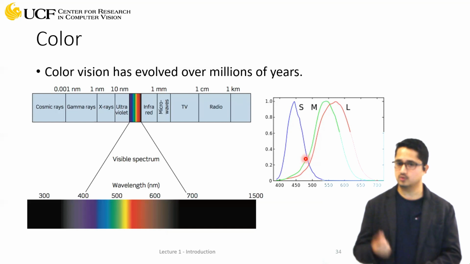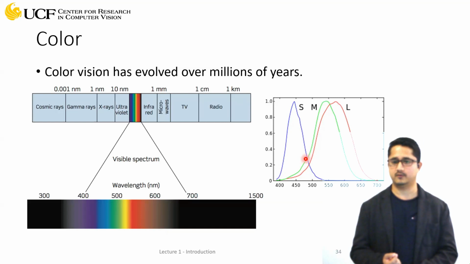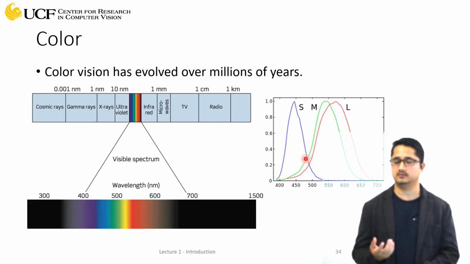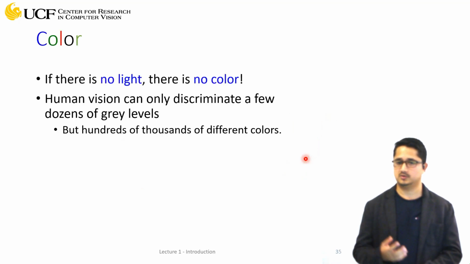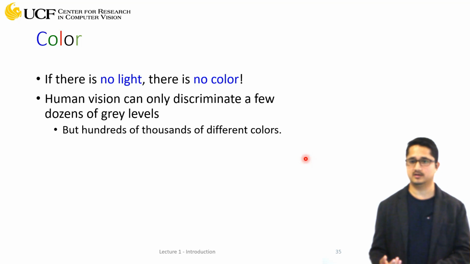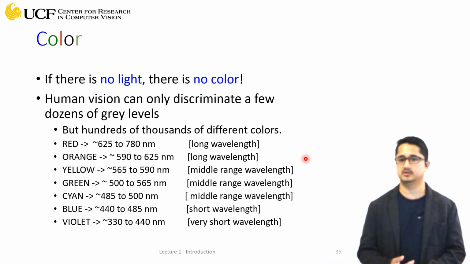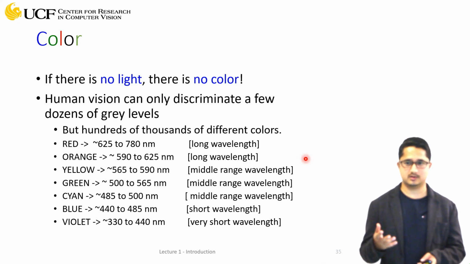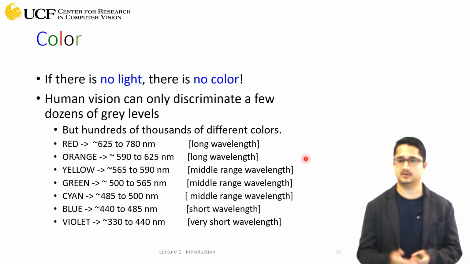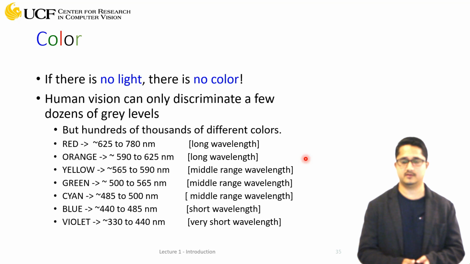There are cones inside our fovea, which are actually responsible for this. And of course, if there's no light, there won't be any color. So light is making all this possible. Regarding grayscale, we can only discriminate between a bunch of grayscale values, but when it comes to colors, we can discriminate between thousands of different colors. And all that is a credit to the cones we have in our fovea.